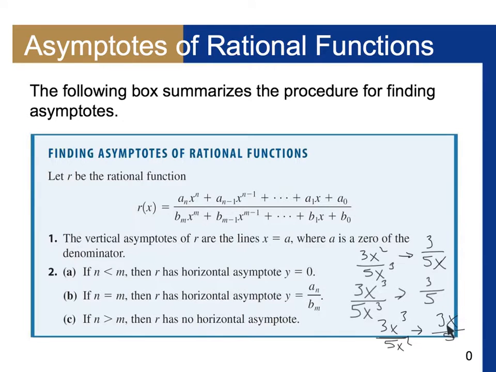Canceling out our common x's, right? And then make x really big and see what happens. Here, when you make x really big, this goes to 0. Here, when you make x really big, it doesn't matter because you get 3/5. Here, when you make x really big, you get infinity. So in the first case, we have y equals 0. Second case, we have y equals 3 over 5. Third case, we don't have a horizontal asymptote.